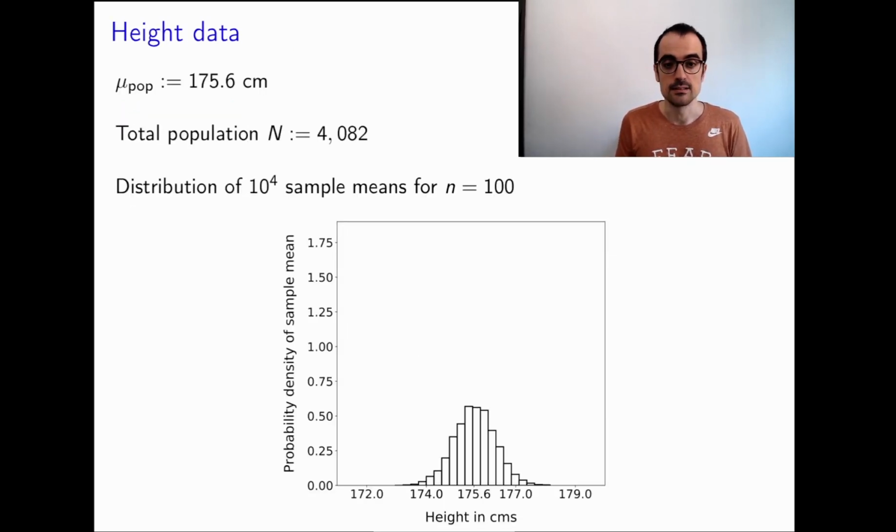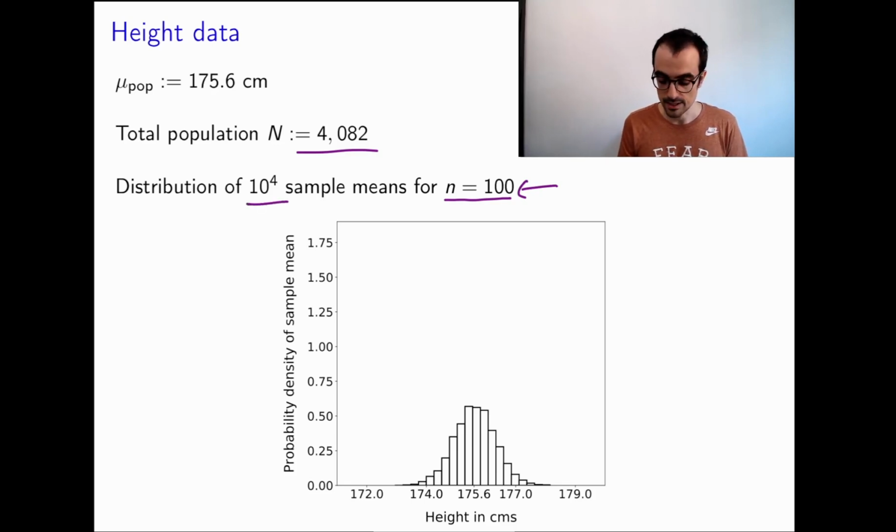Here is just a sneak preview. What I've done here is I've taken a subset of 100 people out of a population of 4,000. So here I'm using a real data set of heights from people in the US Army. I selected 100 of those 4,000 people, and I did this many times. I did this 10,000 times.